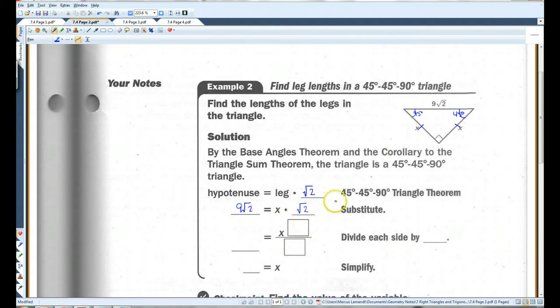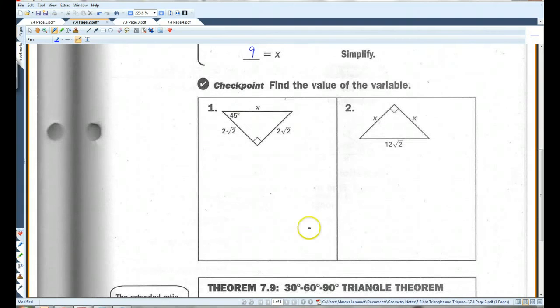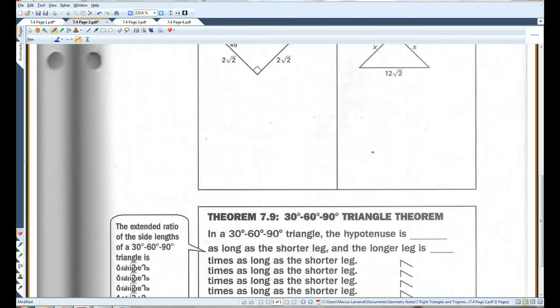Okay? So from here, I'm going to divide both sides by root 2. And let's see. Let's do it this way. So this cancels out. This cancels out. So x equals 9. And I divided each side by root 2. Alright. You guys can do the checkpoint.